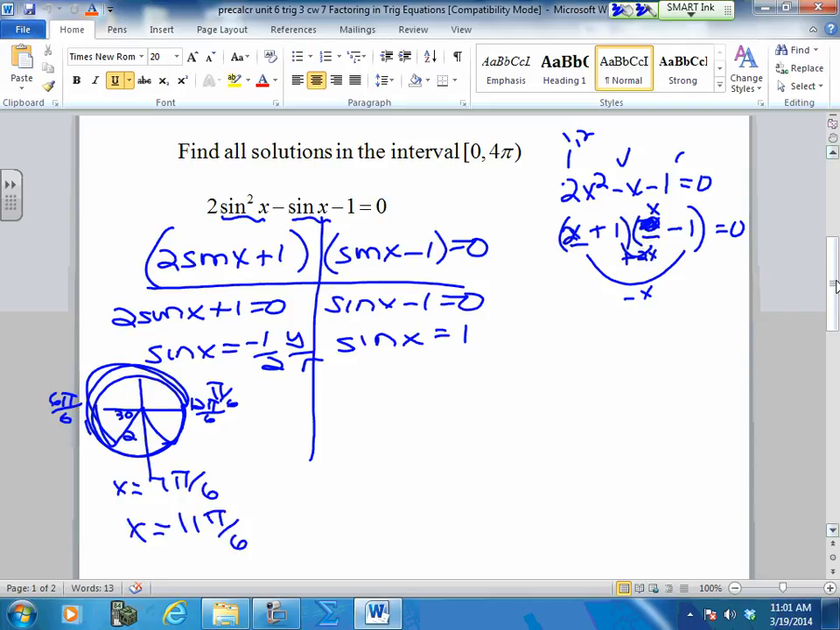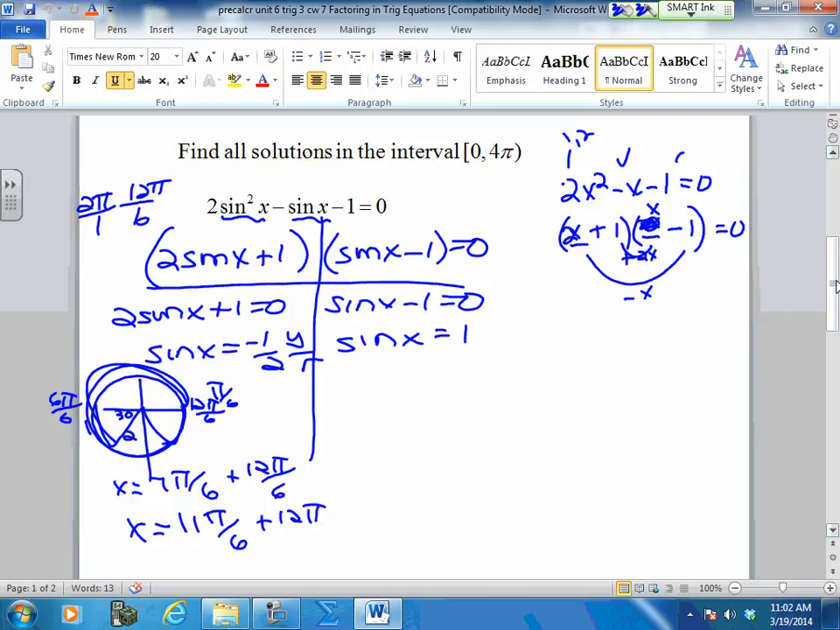Okay, so you just found your solutions from 0 to 2 pi. But it's asking me to find my solutions from 0 to 4 pi. I need to add another 2 pi to this. So if I add 2 pi to this side and I add 2 pi to this side, I should get my second solution, right? Now remember yesterday I said watch the denominators. What denominator do I need to add? 6. So convert this. 12 pi over 6. So that's what you want to add.